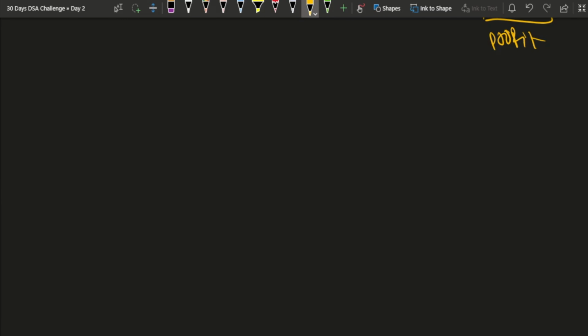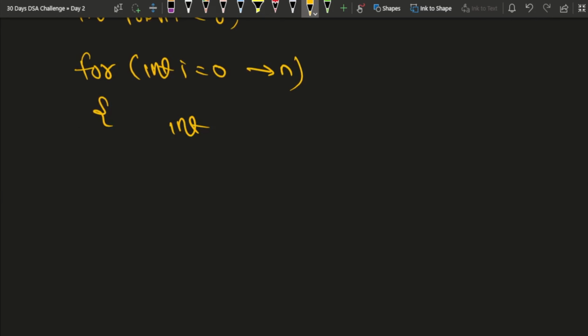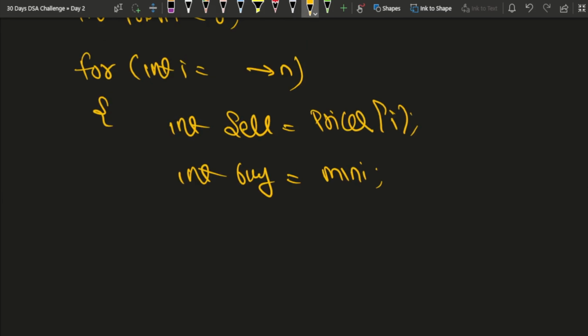Okay, so what we need is a mini variable which will store the value at the 0th index. Then we also need a profit variable which will hold 0 initially, and then we will run a loop for int i equal to 0 up to n. Then int sell is equal to prices of i, and int buy is equal to mini. Instead of running our loop from 0, I'll run it from 1.